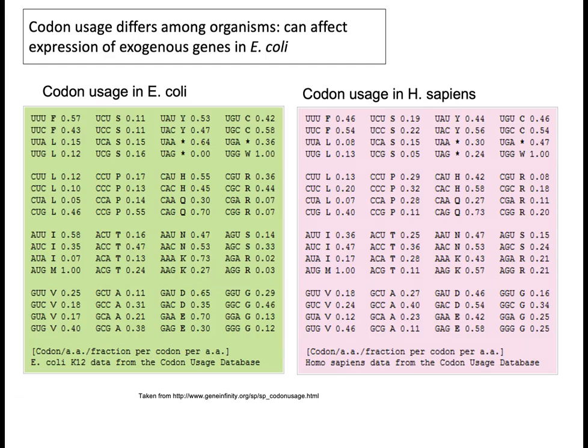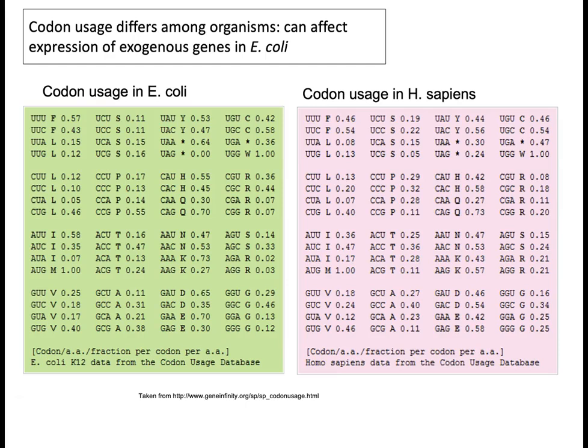Okay, some other considerations. I want to go over another consideration for when you want to produce an exogenous protein in E. coli. One of the critical considerations is that different organisms will have different codon usage, and this can affect the expression of exogenous genes in E. coli. So remember that in the codon table, the codons that organisms use are degenerate, meaning that most amino acids are encoded by more than one codon.